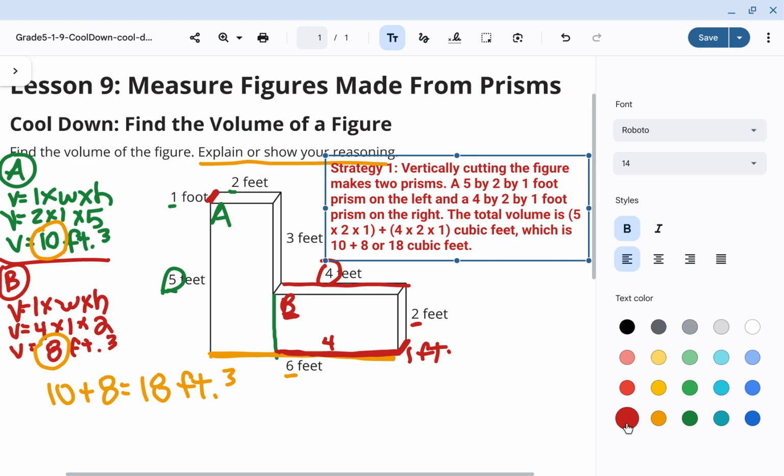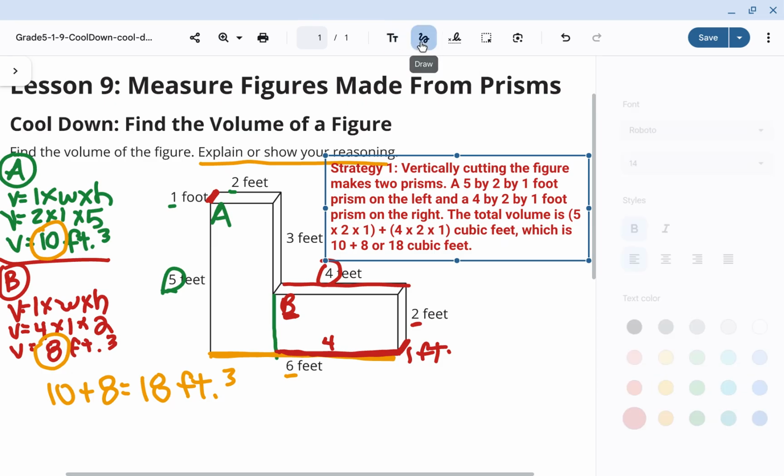Okay, now the next thing that we're going to do is talk about an additional strategy. Be clear, you did not have to show this in two different ways, but it is good for our brain to see another strategy. And additionally, you may have divided your prisms horizontally, in which case we would have gotten to the same answer, but through a slightly different problem-solving strategy, and I do want to make sure that I go over that as well.